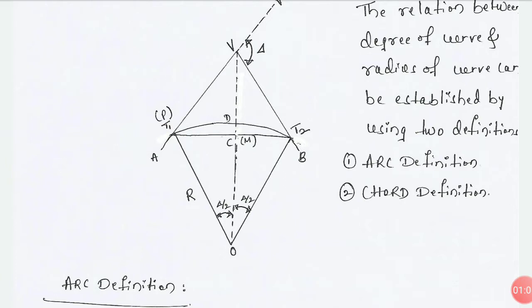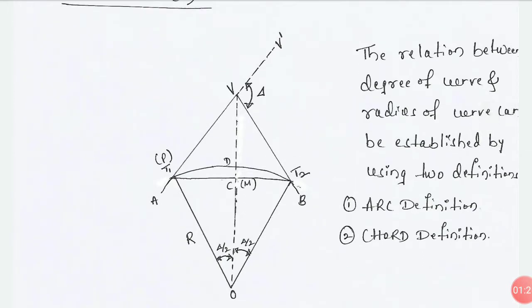Point T1 here I have also indicated as P, that is point of the curve, and at C I have also indicated M, that is mid ordinate. The relation between degree of curve and radius of curve can be established by using two definitions. One is arc definition and one is chord definition.